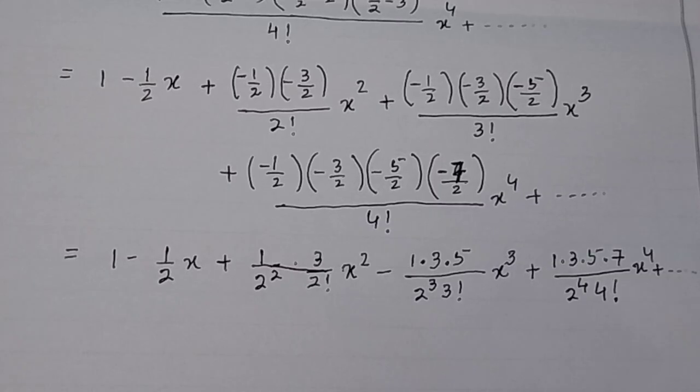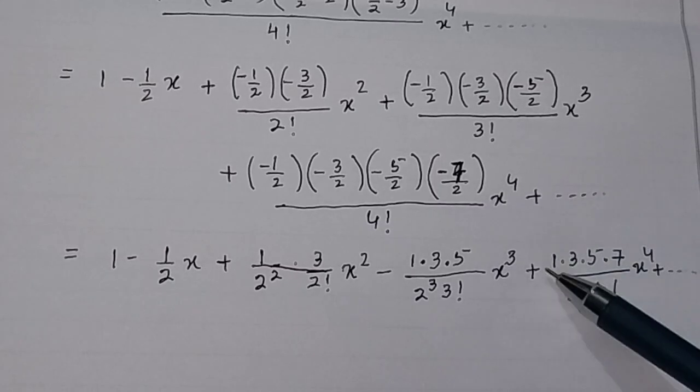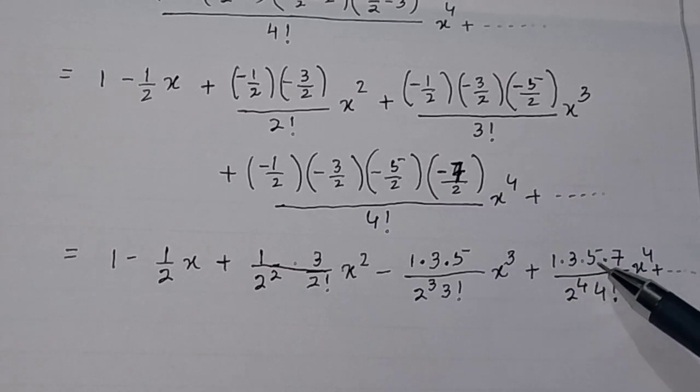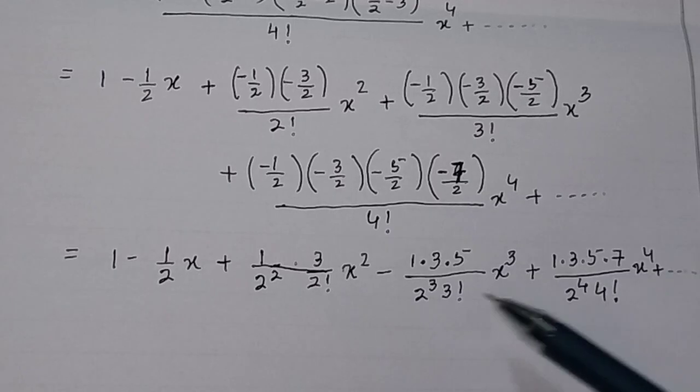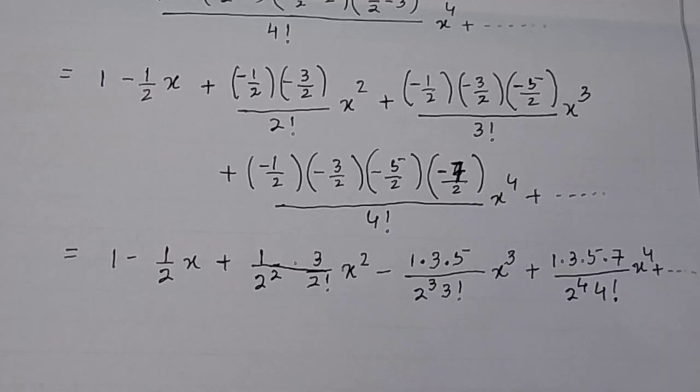Similarly, you can also find the higher order terms. The next term will be equal to minus 1 into 3 into 5 into 7 into 9 divided by 2 to the power 5 into factorial 5 into x to the power 5. In this way, you can expand higher order terms.